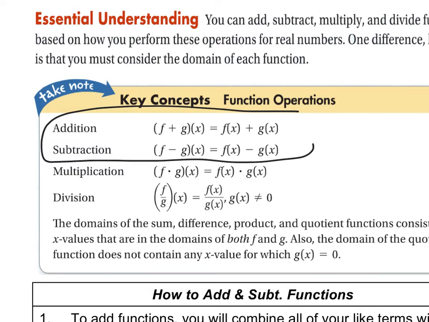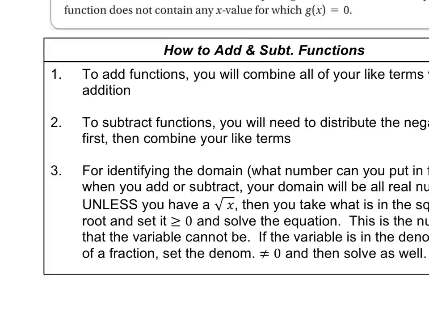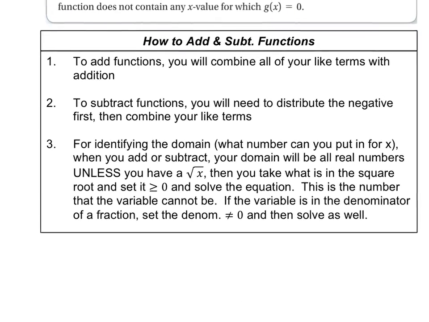Adding and subtracting could be either way, and the letters could be different. It could be an H instead of an F, or a J instead of a G. I mean, we could use a bunch of different letters. The process does not change in terms of steps.